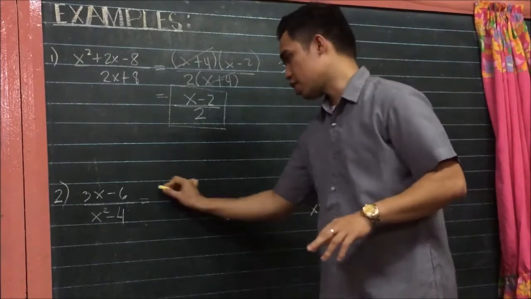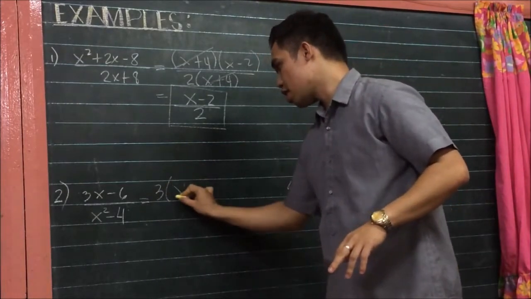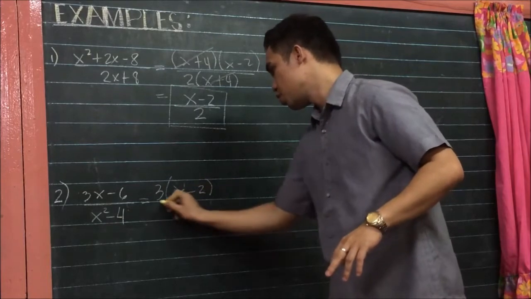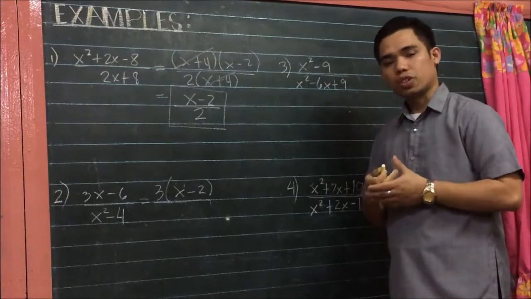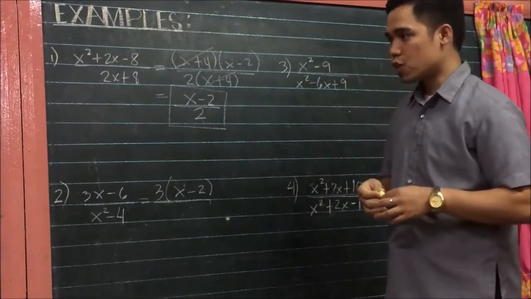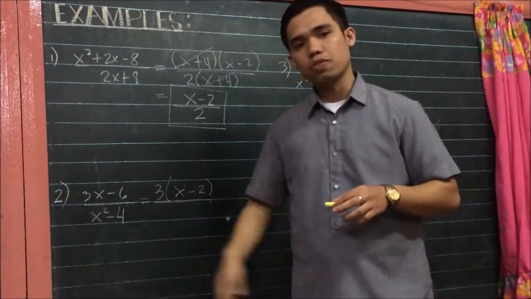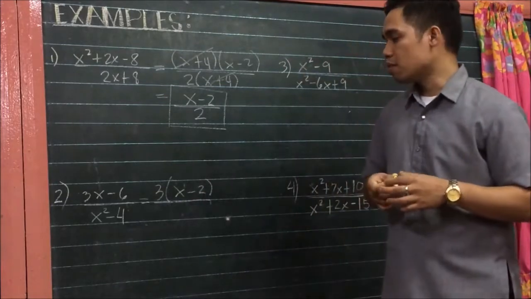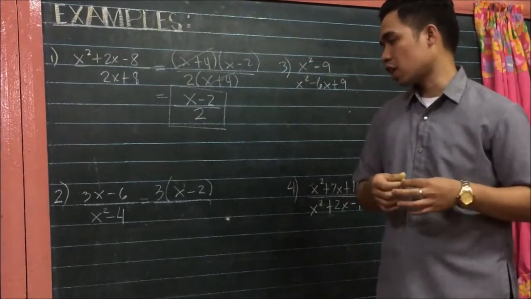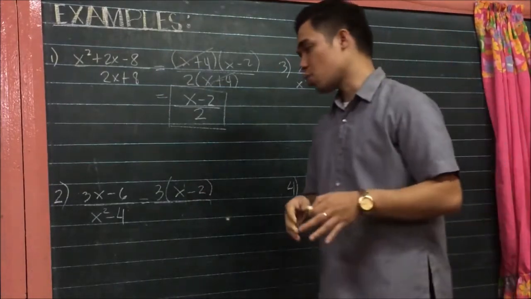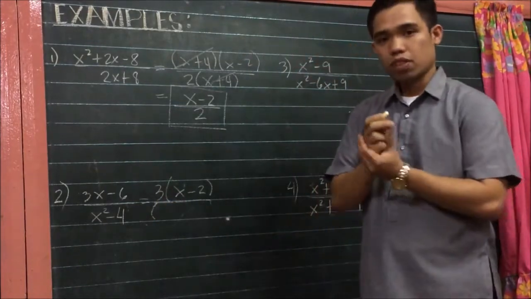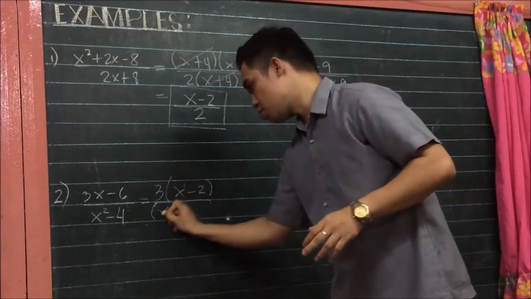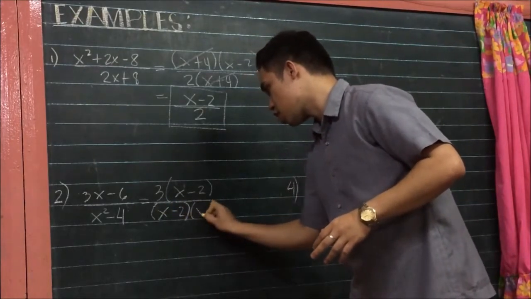Okay, that's correct. That's 3 times x minus 2. How about the denominator? Okay, so we can use factoring difference of 2 squares because these are 2 perfect squares, x squared and 4. This x squared is a square of x and 4 is a square of 2. So, what's the factored form? Okay, that's correct. x minus 2 times x plus 2.